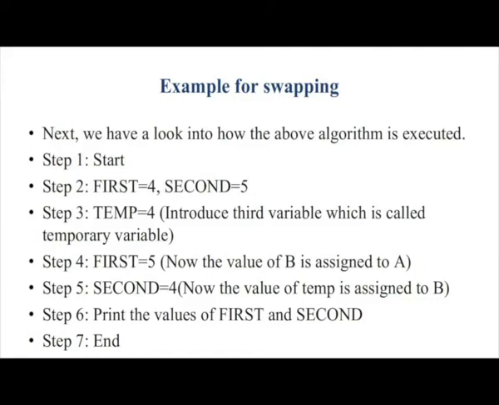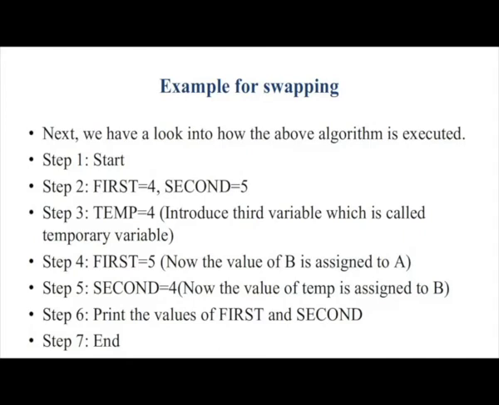So, let us have a look at how the algorithm is executed. Step 1, start. Step 2, first is equal to 4, second is equal to 5. Step 3, temp is equal to 4. Here we introduce a third variable, which is called the temporary variable. Step 4, first is equal to 5. Now, the value of B is assigned to A.